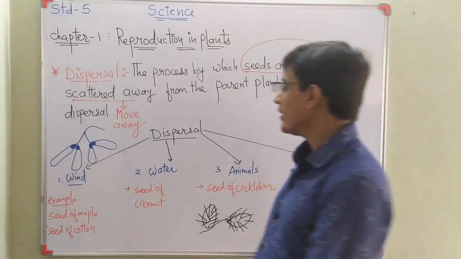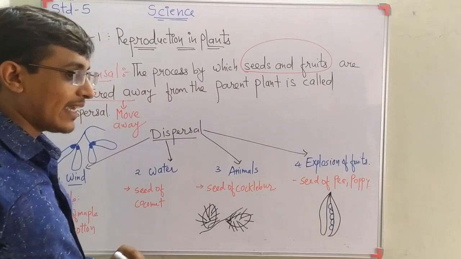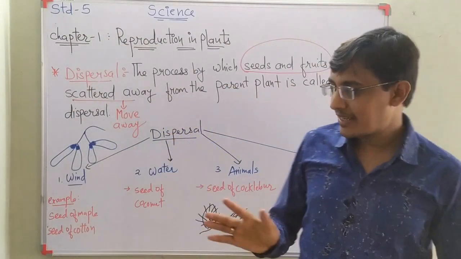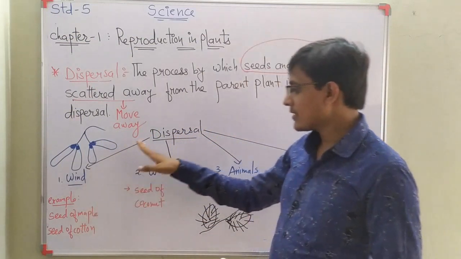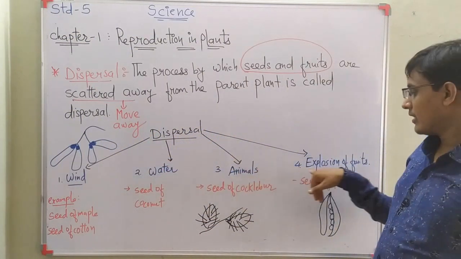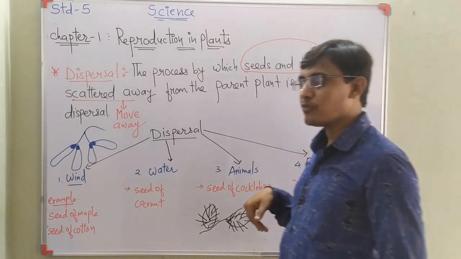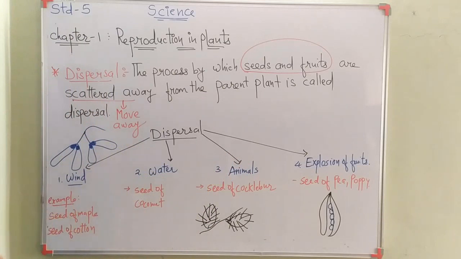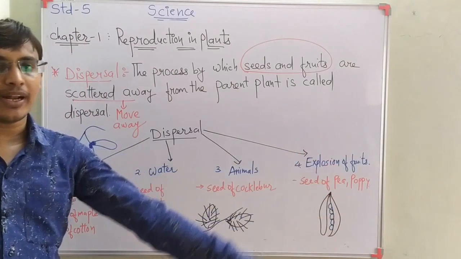Now, how are the seeds scattered away? They are scattered away by the winds, by the water, by the animals, and by the explosion of the fruits. These are the four mediums by which seeds get scattered away from the parent plants.